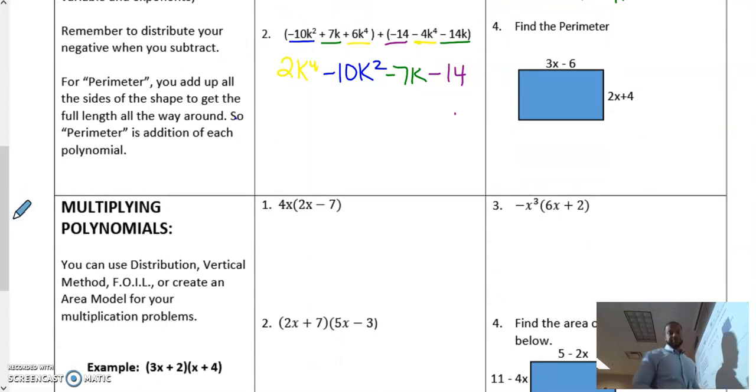So the perimeter, all right, that's a common question with polynomials. It's just adding all the sides. So we have two of the sides given here, but we know that in a rectangle, the sides across from each other, or opposite of each other, are the same. So that means this is also 3x minus 6.